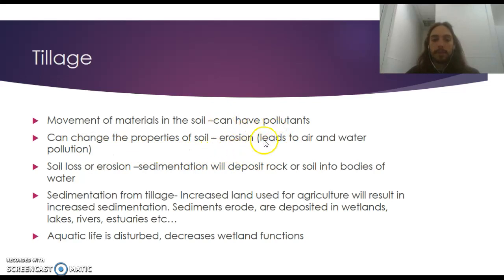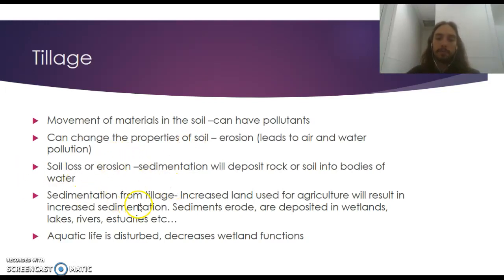Erosion is a big one. So that's going to lead to air and water pollution. With more erosion, there's going to be more dust particulates that are able to go into the atmosphere and the water, and that's just going to pollute both of those systems. We get soil loss with erosion. So sedimentation, it's going to deposit rock or soil into bodies of water. Sedimentation, as you guys know, is when erosion happens and then that sediment ends up being deposited somewhere. That's the process that we're talking about here.